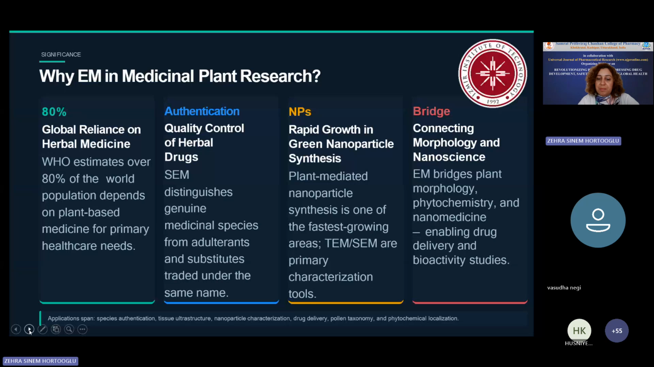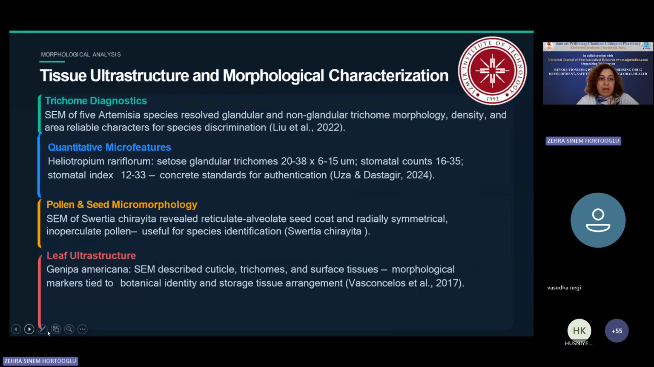TEM and SEM are the primary characterization methods. They are very important and bridge connecting morphology and nanoscience. EM bridges plant morphology, phytochemistry, and nanomedicine, enabling drug delivery and bioactivity studies. Applications span species adulteration, tissue ultrastructure, nanoparticle characterization, drug delivery, pollen taxonomy, and phytochemical localization. They are very important analyses.